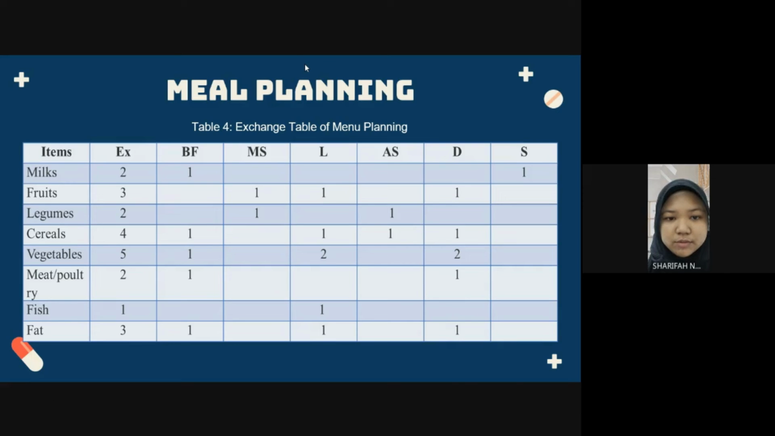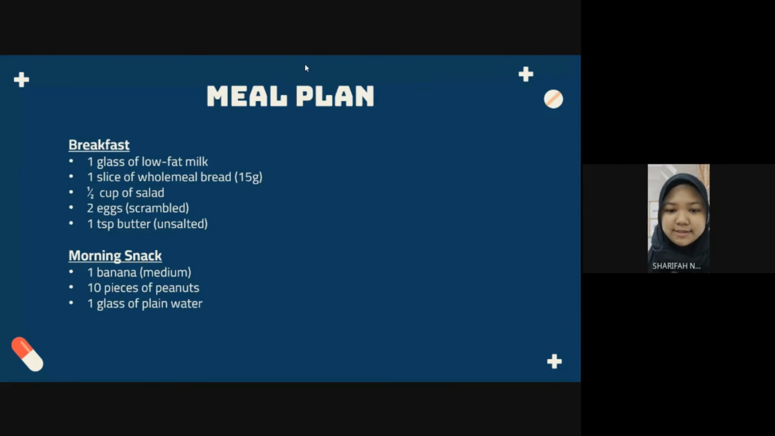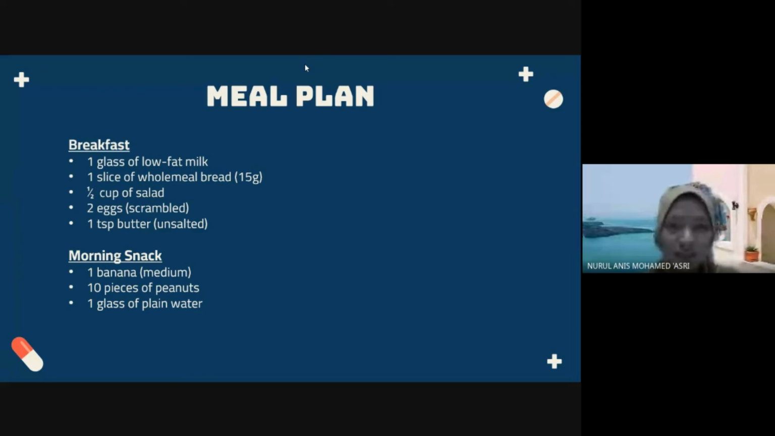For vegetable, 1 for breakfast, 2 for lunch, and 2 for dinner. For meat and poultry, we use 2 exchange, 1 for breakfast and 1 for dinner. And fish, only 1 exchange, for lunch. And for fat, which is 3 exchange, it is for breakfast, lunch, and dinner. Okay, next.